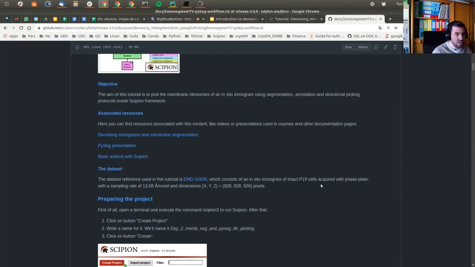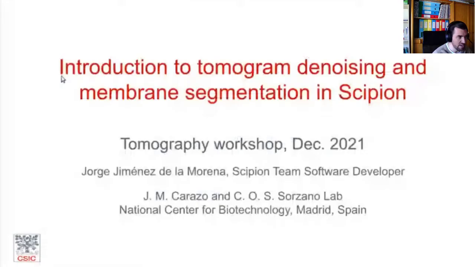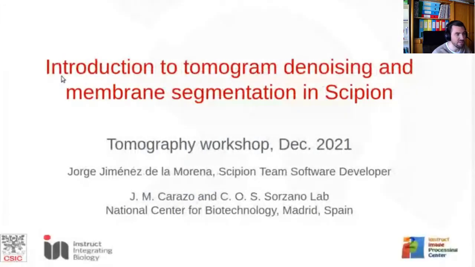Okay, so we have only one tomogram of intact P19 cells acquired with phase plate with a sampling rate of 30.68 angstroms per voxel and dimensions of about 900, 900, 500, which is bin 4. So this is the scenario of our beginning point. So let me go to the denoising and membrane presentation.